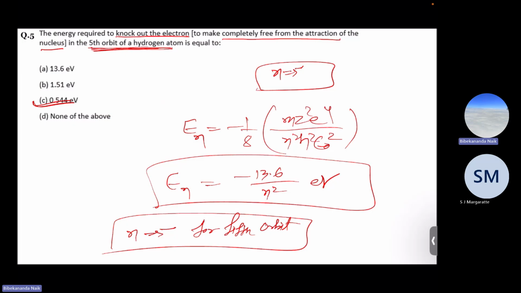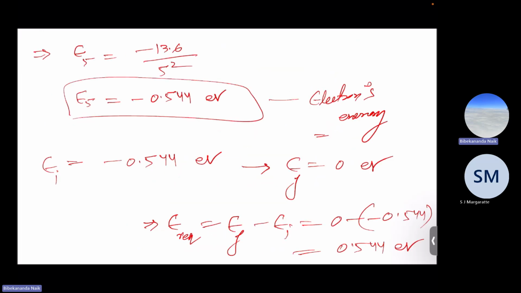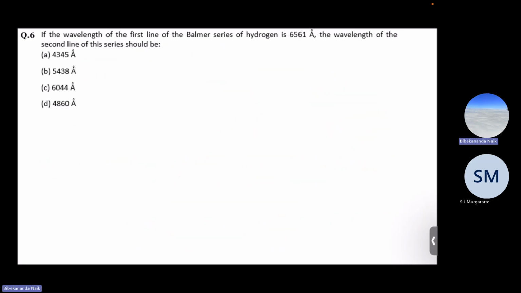Why is the energy negative? Because the electron is bound to the nucleus. That's why the energy is negative. So in order to make the electron free, we need to supply the same amount of energy, so the energy will be 0. I hope this is clear to everyone. Now we'll move to question number 6.